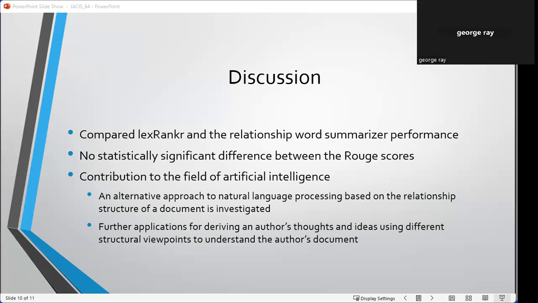The major contribution to the field of artificial intelligence by this study is that it takes an alternative approach to natural language processing that is based on the relationship structure of a document. Historically, such an approach has been applied in the areas of linguistics and scientific inquiry, but it has not been implemented on modern computer systems. Although the approach in this study was applied to extractive summarization, analyses on other text summarization can be automated, and I'll be investigating these in future work.